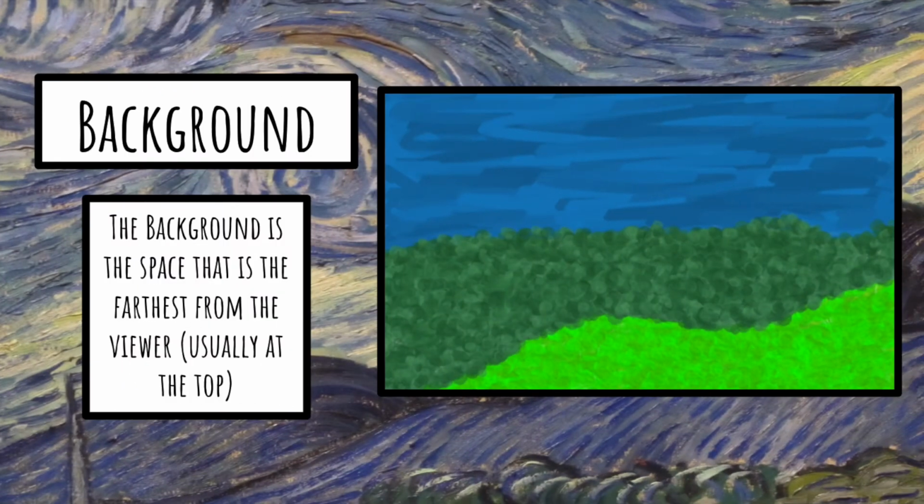And now we see the background, and the background is the space that is the farthest away from the viewer, and it's usually at the top when we're doing a landscape. So in this case, our sky, that is our blue area, would be considered our background, and it's behind everything else that we're looking at in the picture.